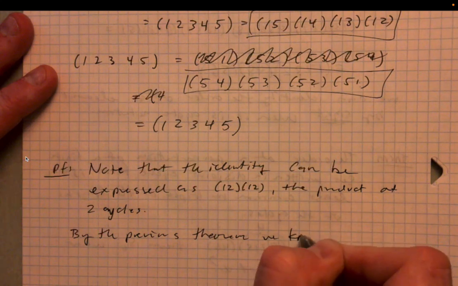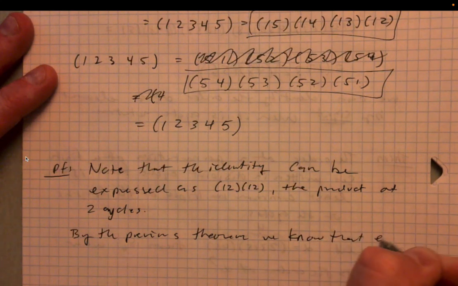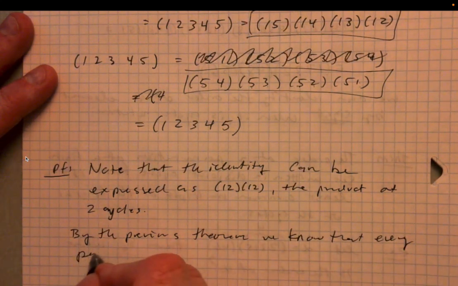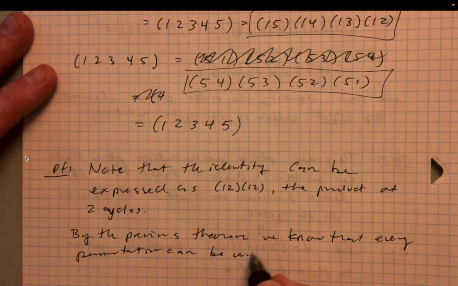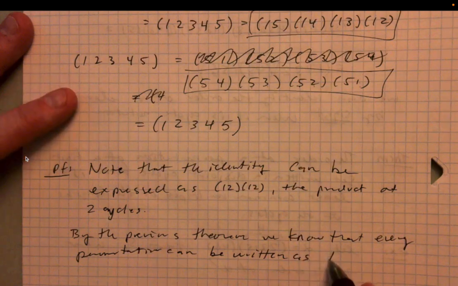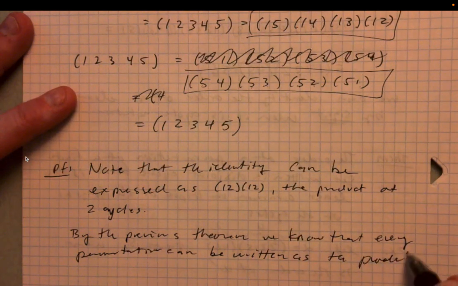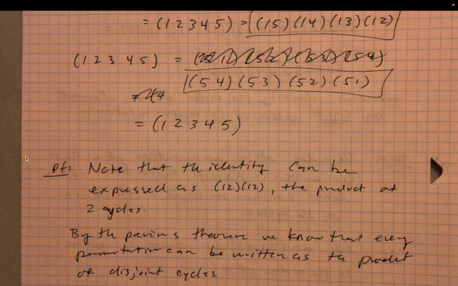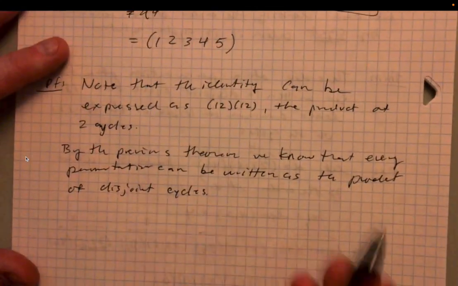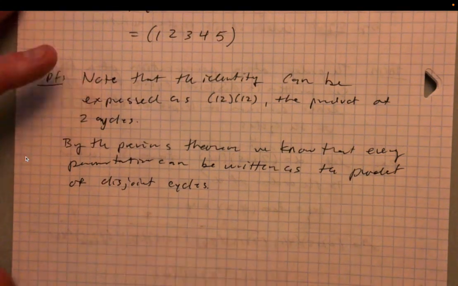By the previous theorem, we know that every permutation can be written as the product of disjoint cycles. Right, so we're going to need that. So given that, we'll write our candidate permutation as a product of disjoint cycles.